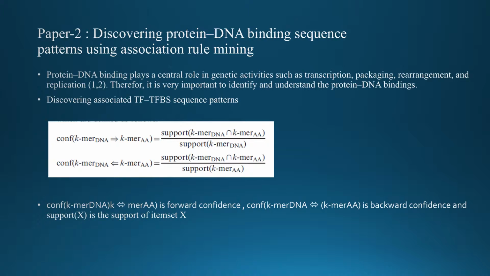The first is the support for the k-mer DNA. The k-mer DNA intersection with the k-mer AA, that's the amino acid, divided by the support, and the same is given for the reverse confidence, wherein the first formula is for the forward confidence and the second one is for the backward confidence, and support X is the support of the item set X.